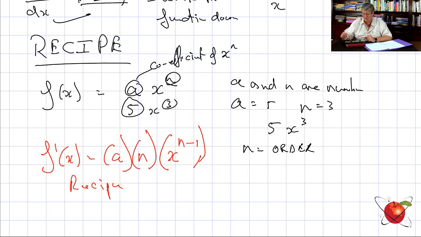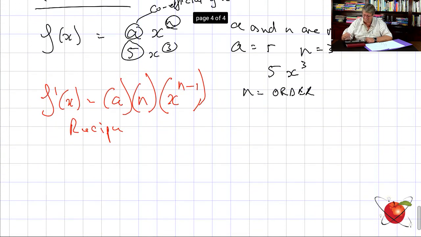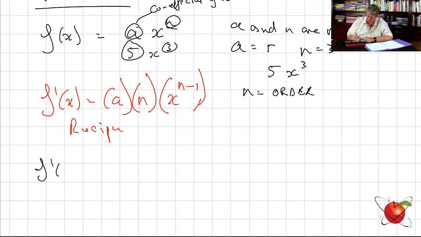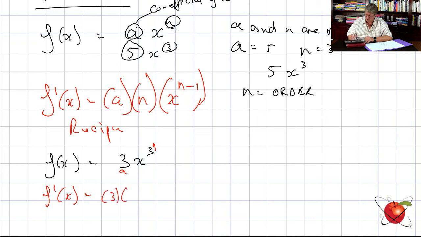We are going to do quite a lot of these, so don't worry yet. Just get this down so that we can work from it. In the next section, we're going to start using these. I might do one or two in this. Let's just say, what if f of x is equal to 3x to the power of 3? The recipe says f prime of x is equal to, that's a, that's n. So a is 3 in brackets. N must be in front now. x to the n minus 1, which is going to be 9x to the power of 2.